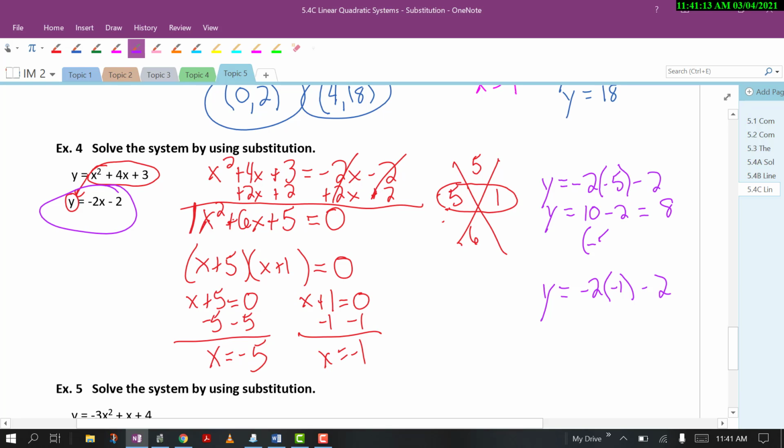So we have one solution of negative 5, 8. We keep going with the bottom equation there. Negative 2 times negative 1 is 2. Minus 2 is 0. So our other solution is negative 1, comma 0. There's our two solutions for example 4.